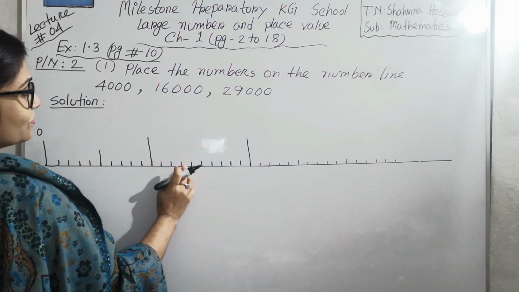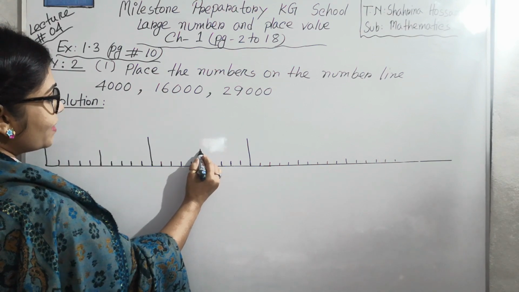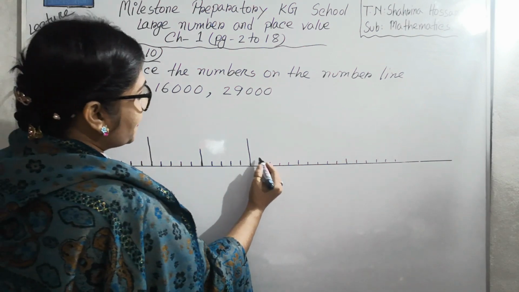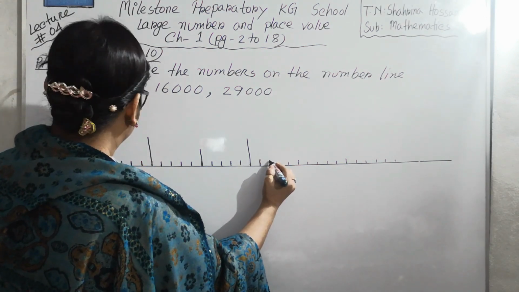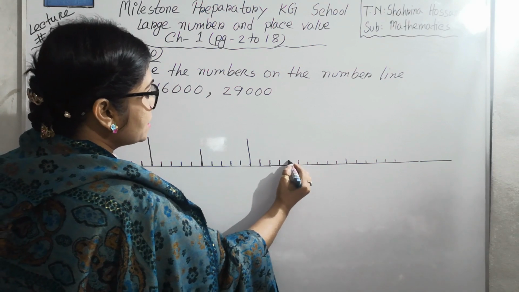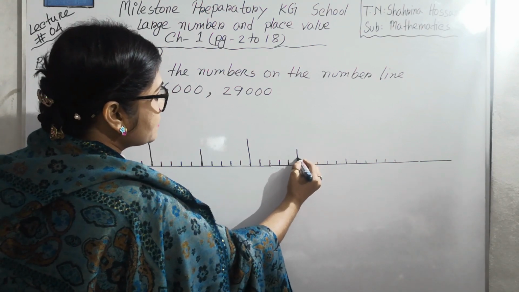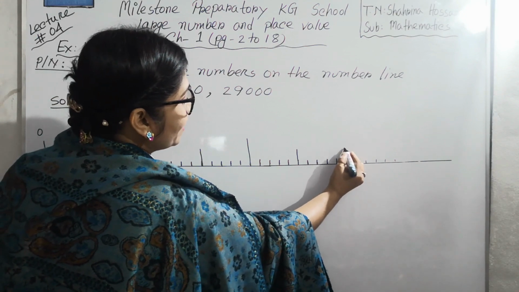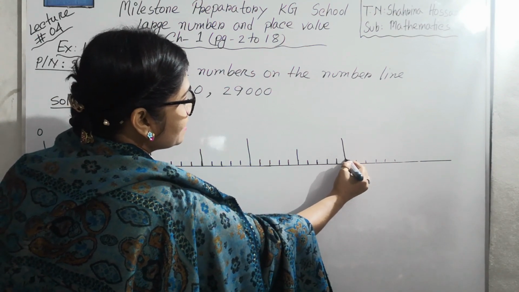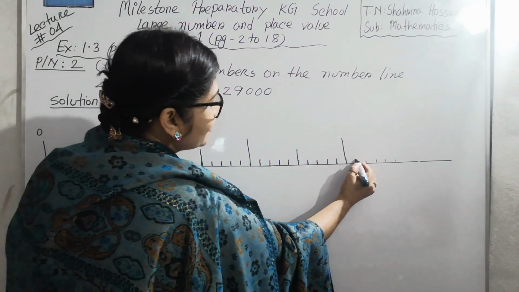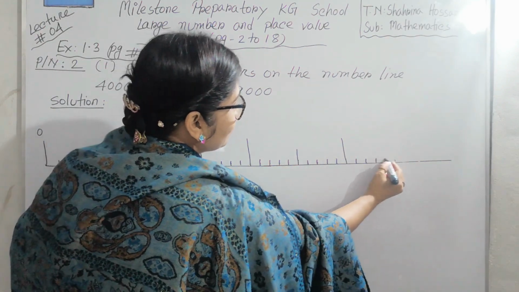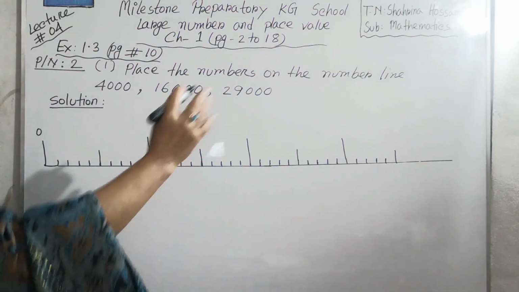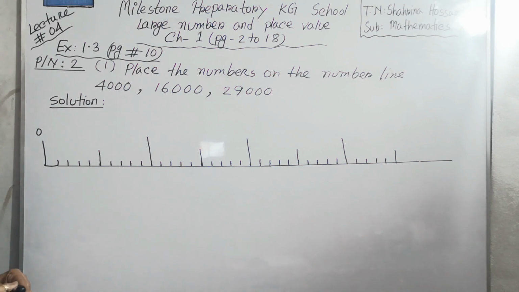1, 2, 3, 4, 5, the middle is the 5. It's a little bit smaller than the 10 line. 1, 2, 3, 4, 5. By this way we can draw more and more, we can make it long.